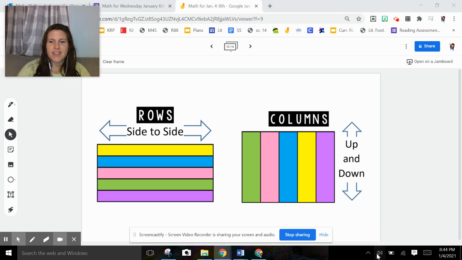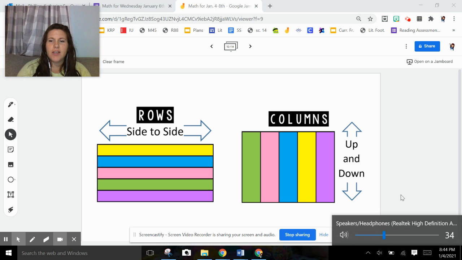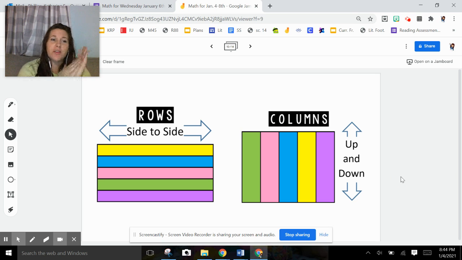Guys, it's Miss Acton here to teach you some more math today. So we're moving on to something else that we did towards the beginning of the year, and that is starting to make arrays. Before we can make arrays, you have to know the difference between rows and columns.